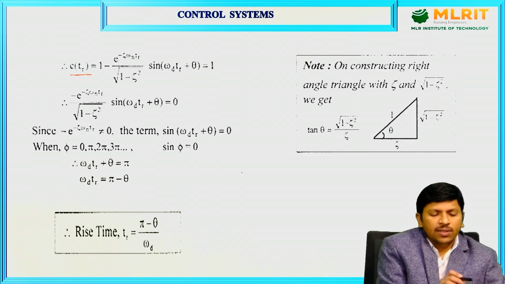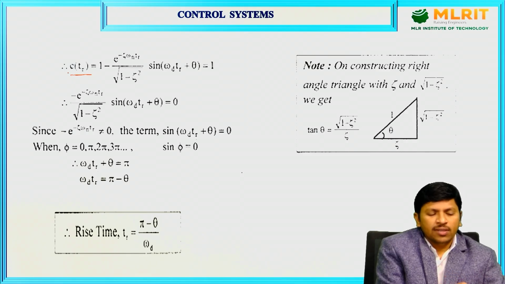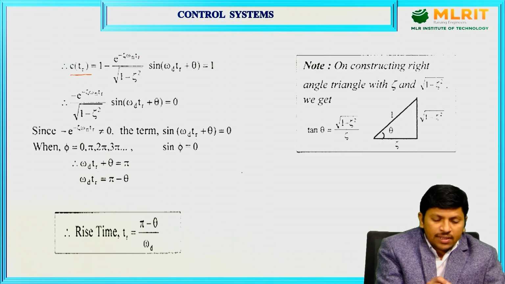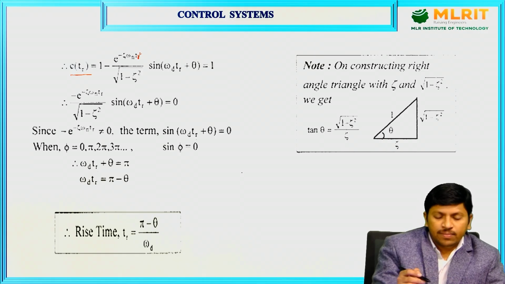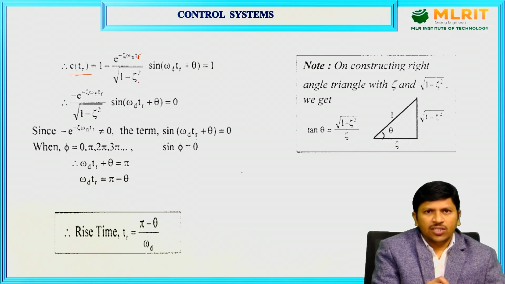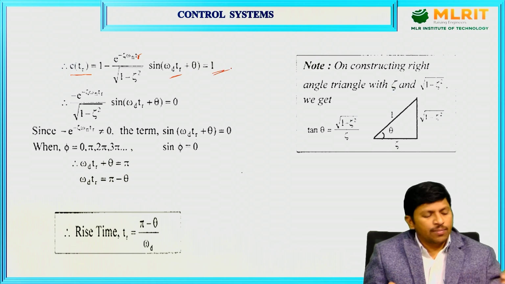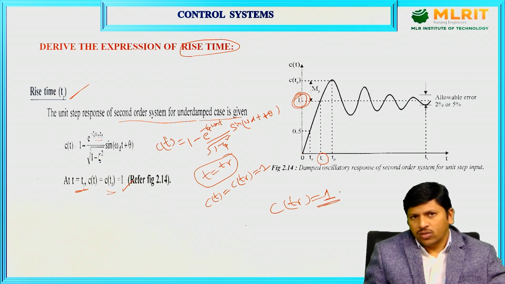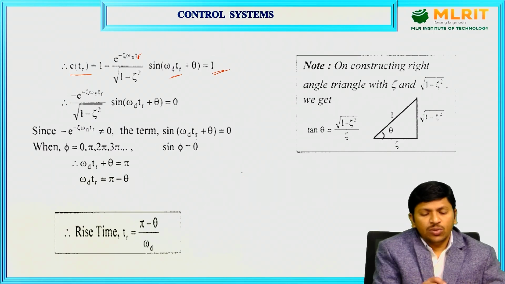In place of t, I write tr, so c of tr equals 1 minus e power of minus zeta omega n tr divided by under root 1 minus zeta square, sine of omega d tr plus theta, equating to 1. Because from the graph, we observe that c of tr equals 1. So now I am equating to 1 here.